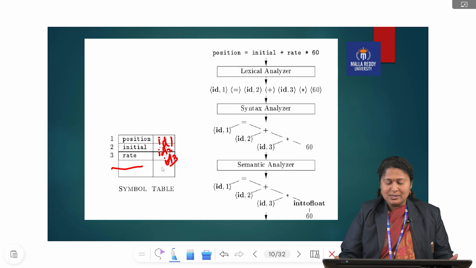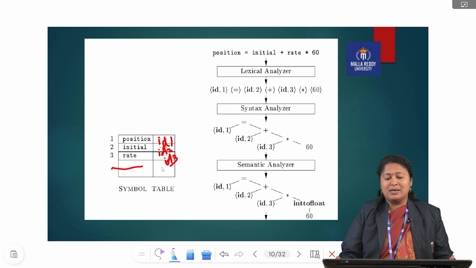So the lexical analyzer scans the input and identifies the tokens and places the tokens in the symbol table, and the output of the lexical analyzer is the representation it has given in the symbol table for the particular tokens. Next, the output of the lexical analyzer is given as input to the syntax analyzer.